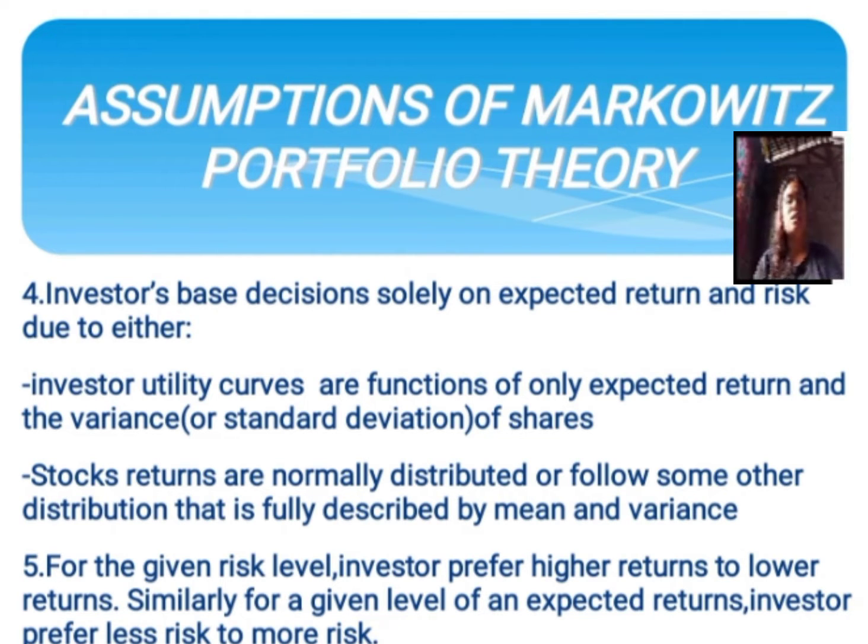So, using these 5 assumptions, a single asset or portfolio of assets is considered to be efficient if no other asset or portfolio of assets offers higher expected return with the same or lower risk, or lower risk with the same or higher expected return. So that's all for the Markowitz portfolio theory.